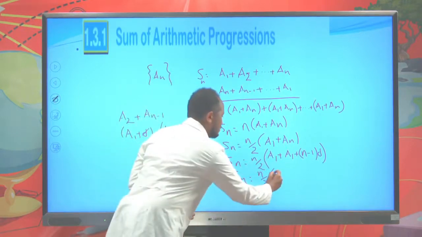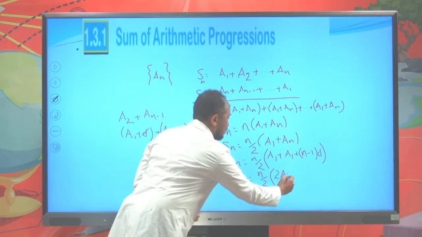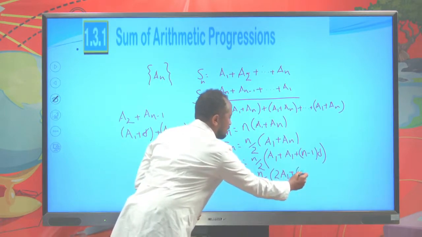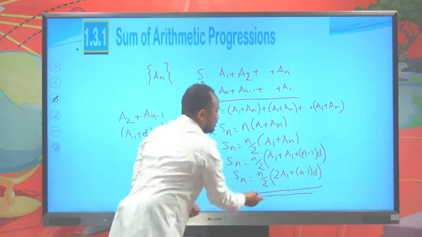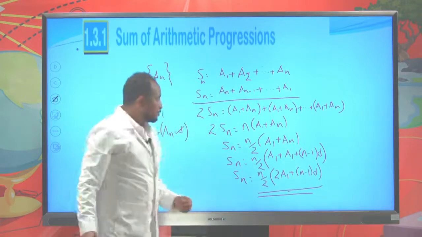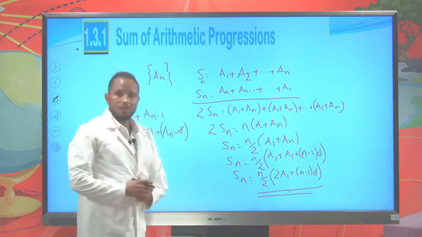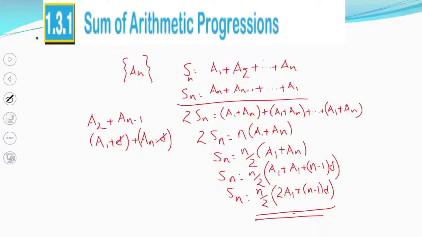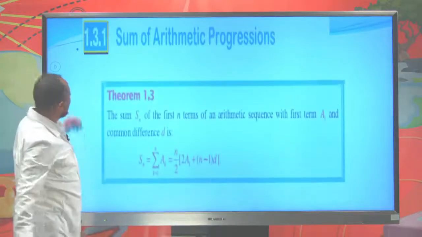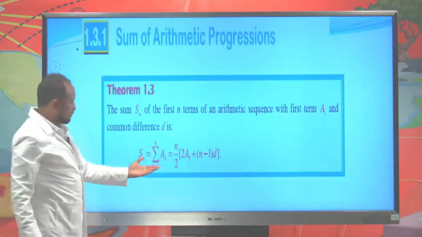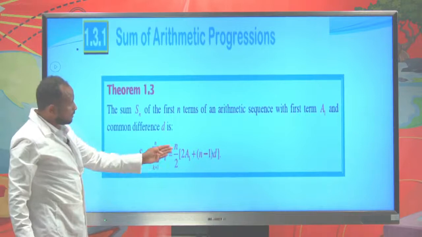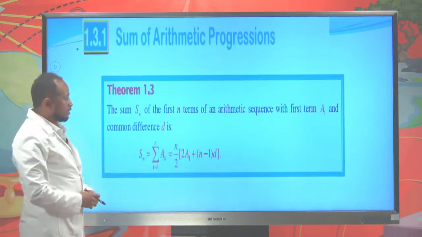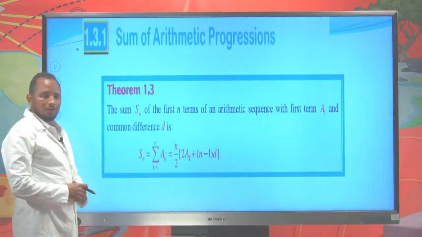a1 plus a1, which is twice a1, plus n minus 1 times the common difference. So this is the formula to evaluate the sum of n terms of an arithmetic progression. This is a formula we derived. So the sum of n terms of an arithmetic progression is given by n over 2 times twice a1 plus n minus 1 times the difference.